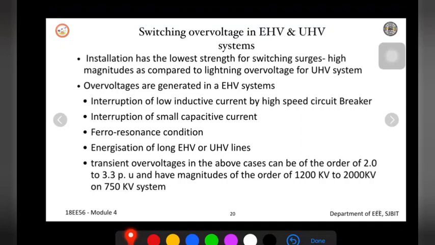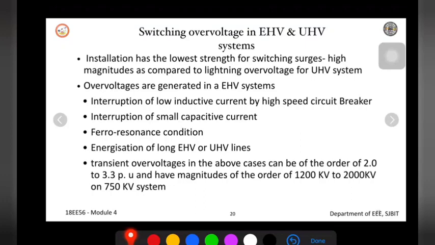Interruption of low inductive current by a high speed circuit breaker. This will occur when a transformer or reactor is switched off. There will be a low inductive current and the high speed circuit breaker will be operated. Whenever I am trying to switch off transformers or reactors, this is going to happen.